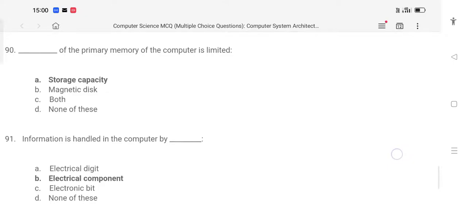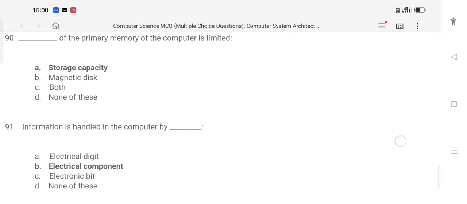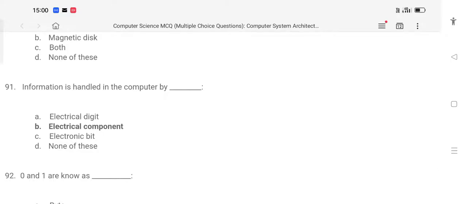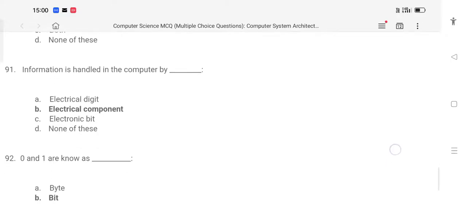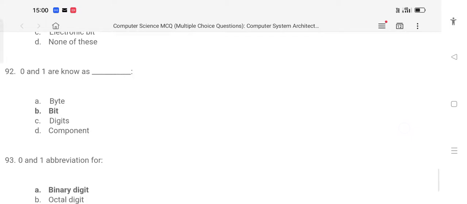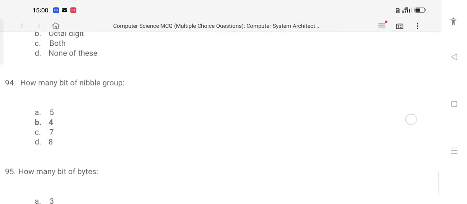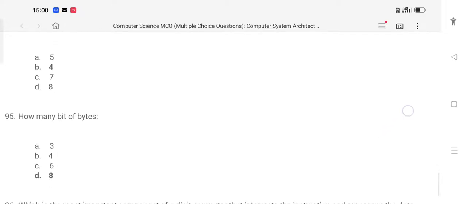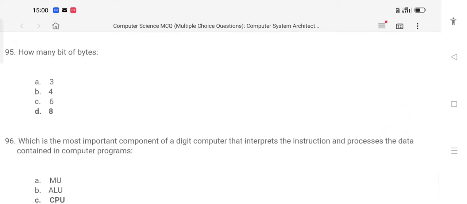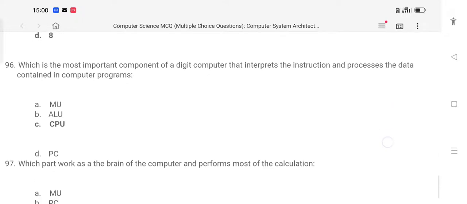Dash of the primary memory of the computer is limited. Storage capacity. Information is handled in the computer by electrical components. 0 and 1 are known as bit, the abbreviation for binary digit. How many bits in a nibble group? 4. How many bits in a byte? 8.